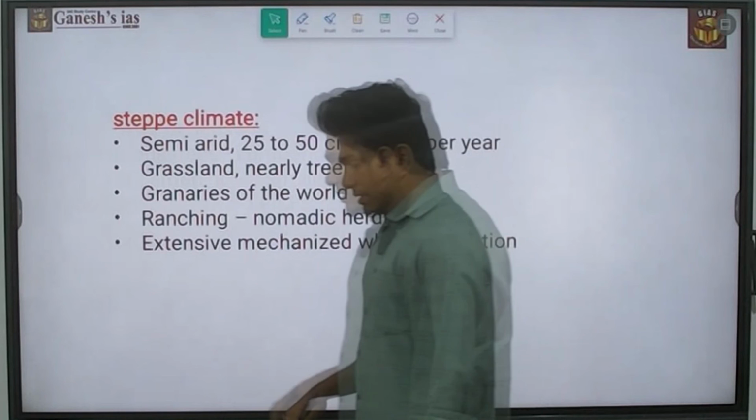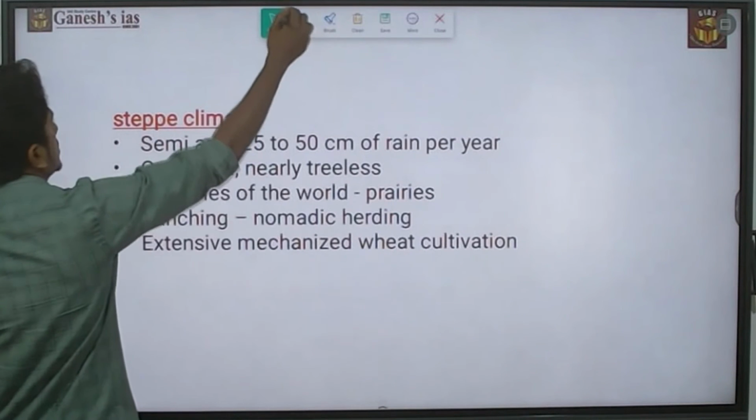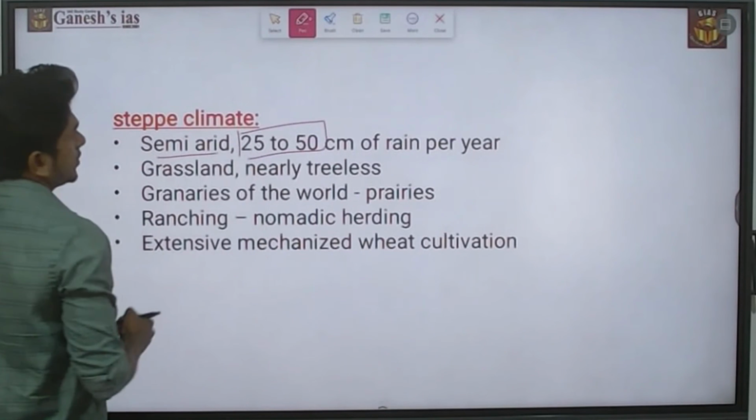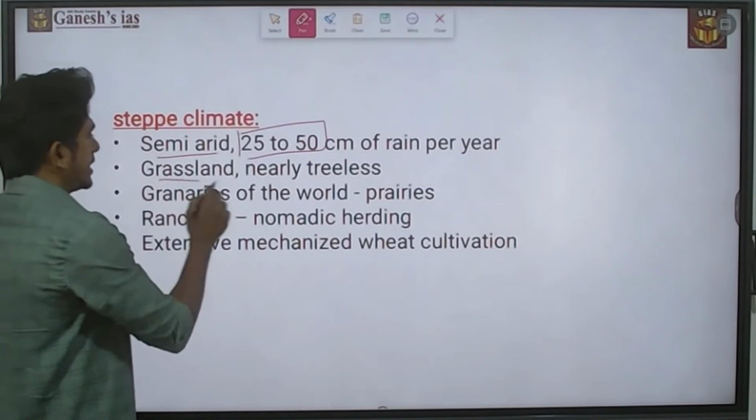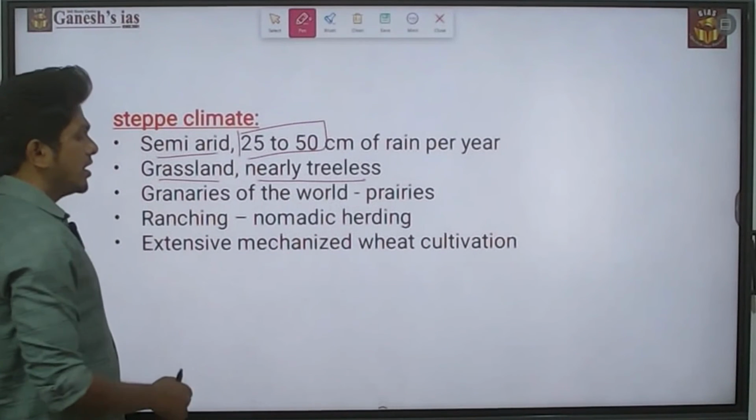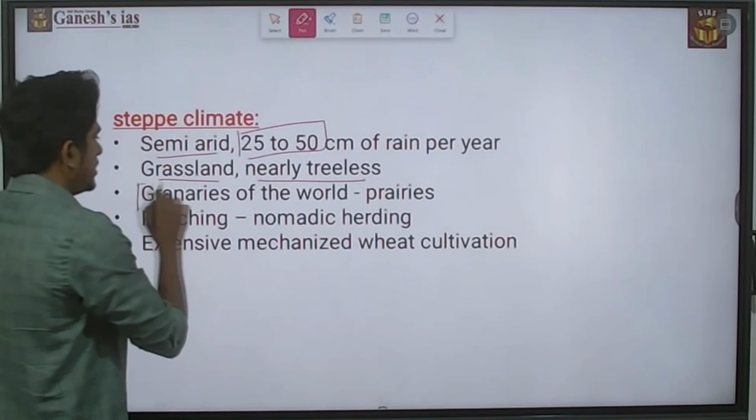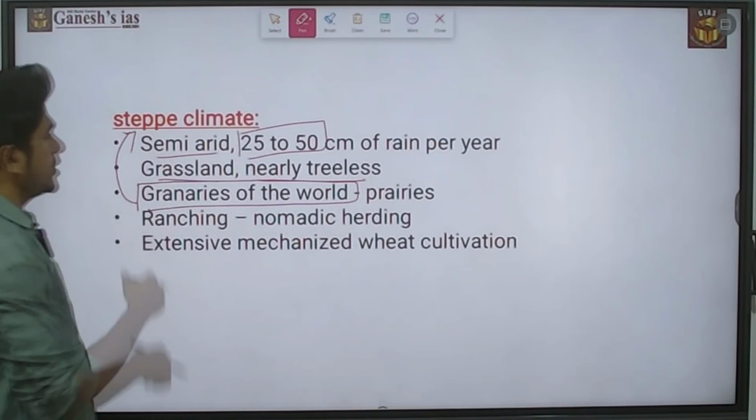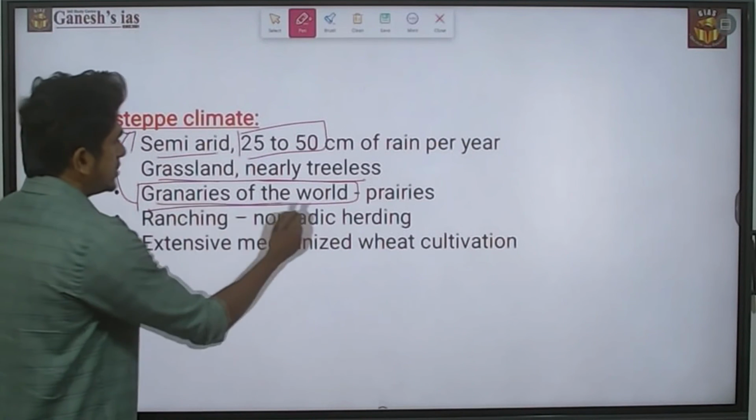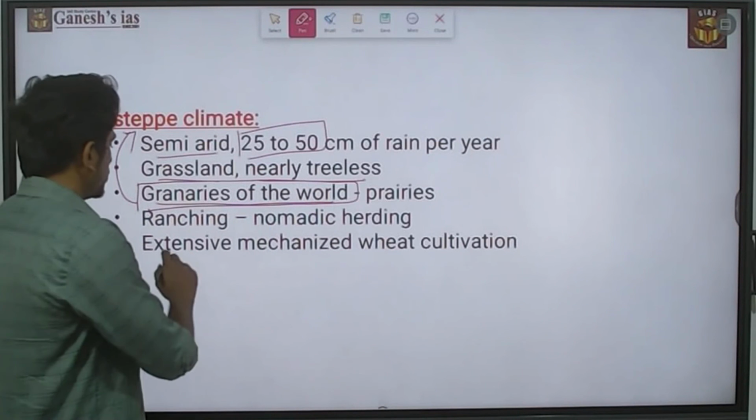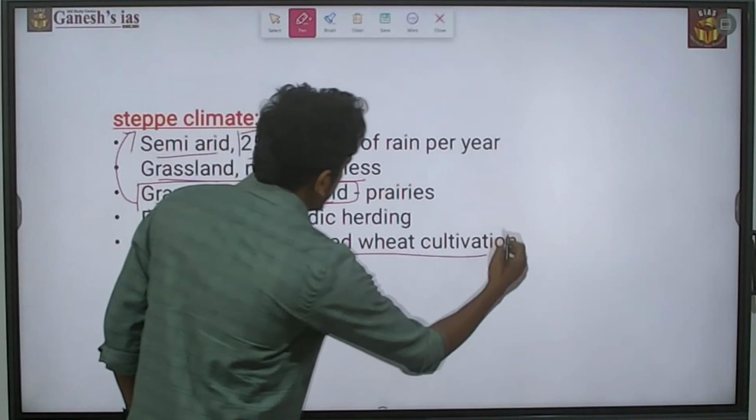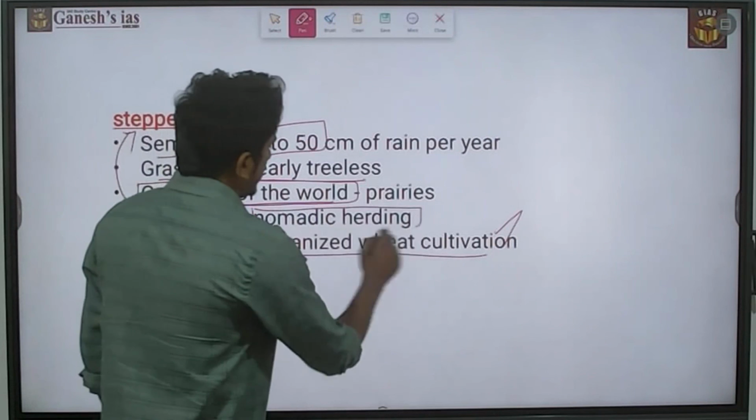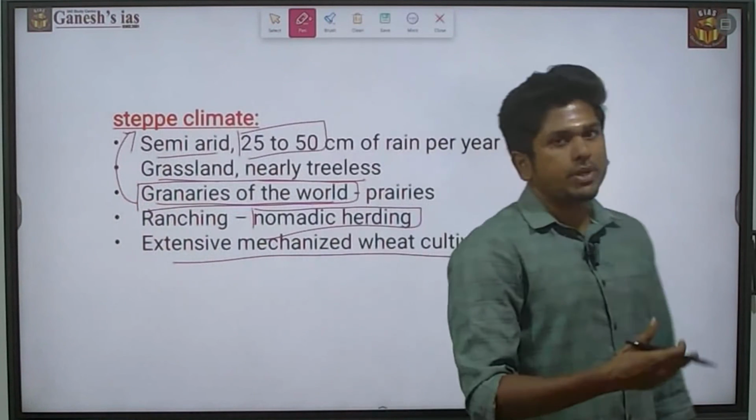And the last is the steppe climate. The steppe climate is a semi-arid region with 25 to 50 centimeters of rainfall. It is also a grassland, nearly a treeless region, and it is called the granaries of the world. That is the most unique part of the steppe climate. Also here extensive mechanized wheat cultivation is happening. And the last thing is nomadic herding. These are the unique features of the steppe climate.